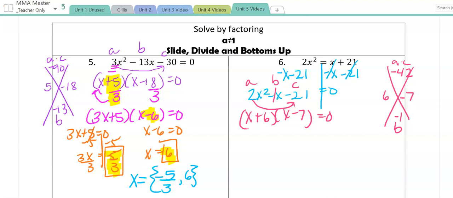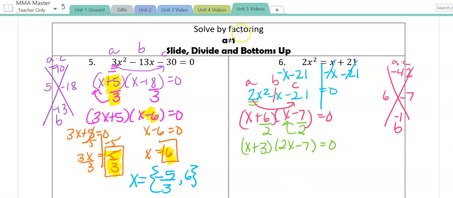And after I slide, then I divide by the number I slid. And on this one, it is 2. So I'm going to divide by 2. Okay, so let's reduce our fraction. 6 divided by 2 is 3. I cannot reduce 7 divided by 2, so that's going to be bottoms up.